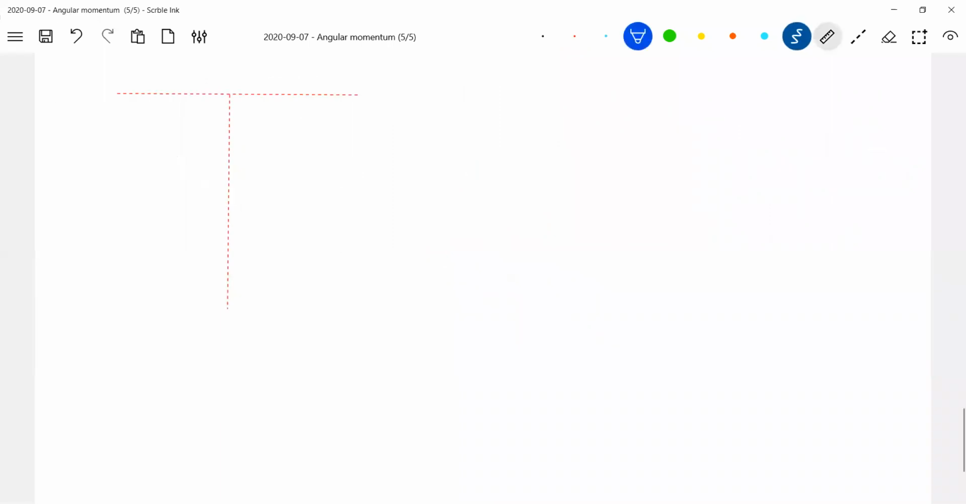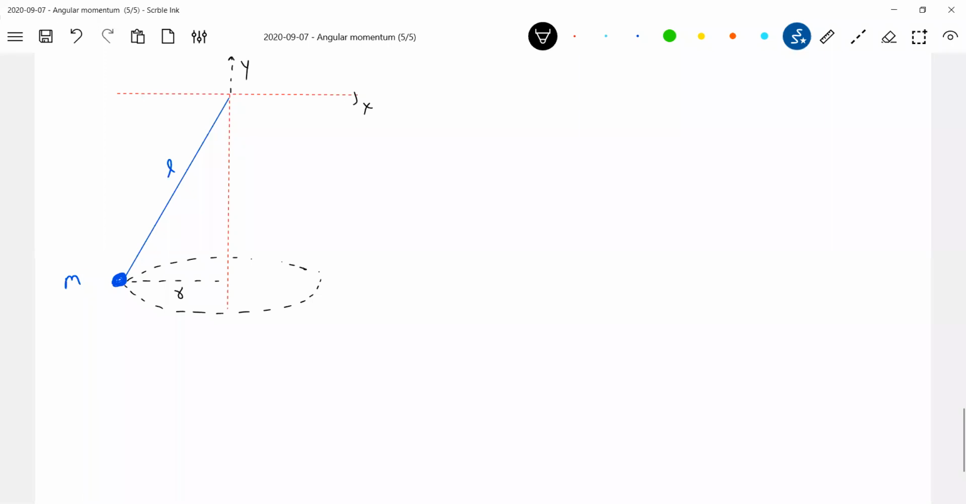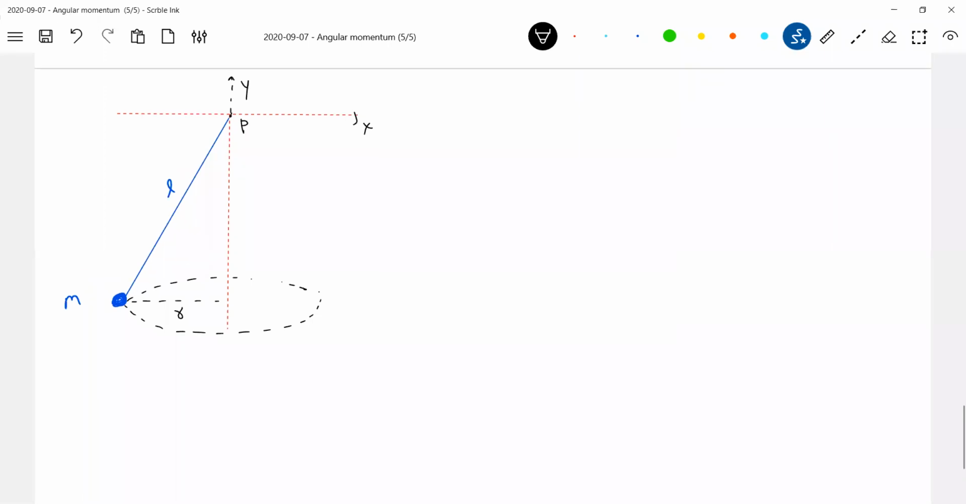So let there be a pendulum of length L, bob of mass m. It is revolving in a circular path. Go back to circular motion. Let r be the radius. This is also given as r. And let me define the coordinate axes. This is the x-axis, this the y-axis. There are 2 points, point P and this is O. O is the center of the circular path of it.